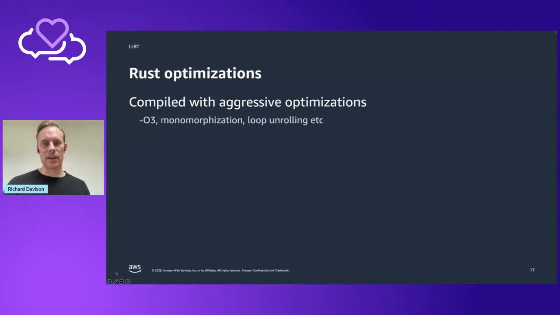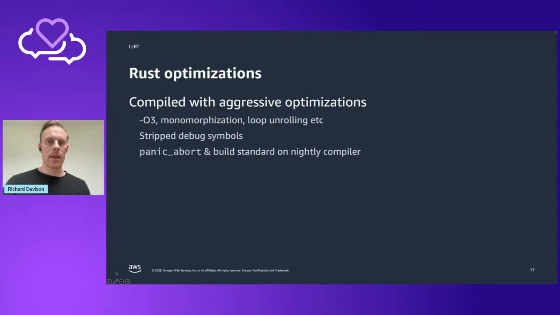So the compiler is very clever. It will automatically convert iterators into handwritten code, for instance. You can look this up. It's very sophisticated how it works. And we're also stripping debug symbols to further reduce the size. The Rust executable is also compiled with panic abort, and we're building the standard library as well to further minimize the code size with these aggressive optimizations, and you have to use the nightly compiler to do that.